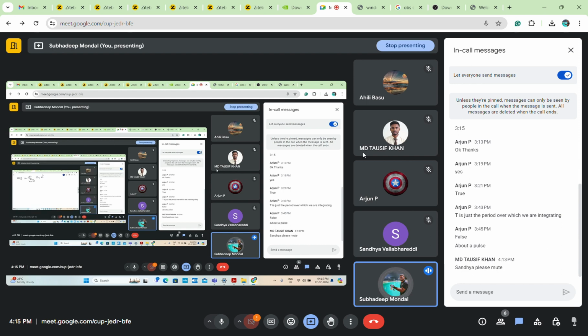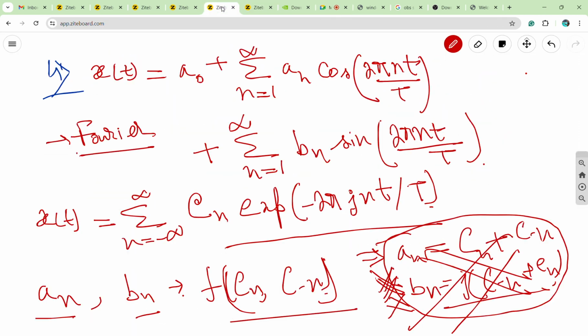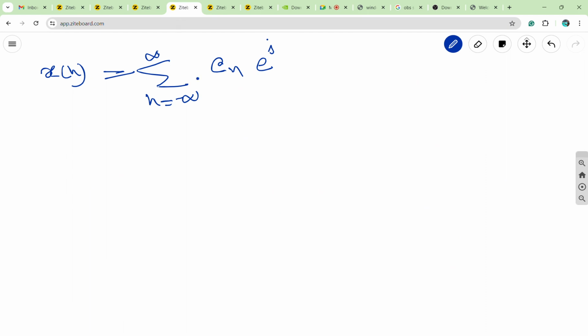So we start from the Euler equation. Basically it was written as the sum over n equal to minus infinity to infinity of c of n, e to the power j 2 pi nt by T.